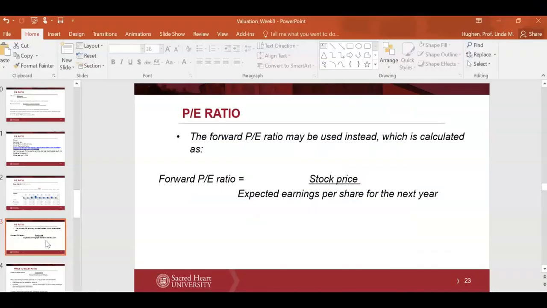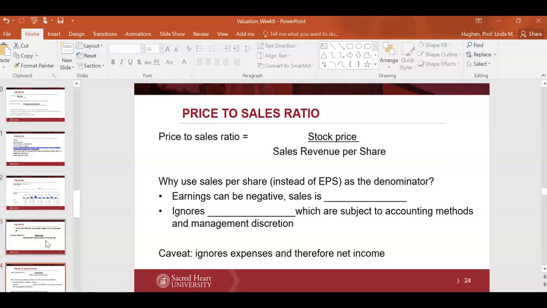Sometimes companies, analysts or investors will use the forward PE ratio. They'll look at stock price today to compare to earnings expected for the future year, but we're just going to stick with our most recent earnings per share. Let's move on to the price to sales ratio. The price to sales ratio is stock price, same as before, divided by sales revenue on a per share basis, or per share of common stock. So why use sales per share instead of earnings per share?